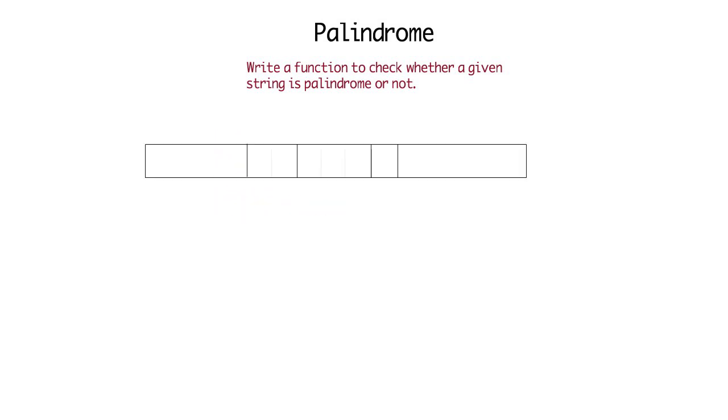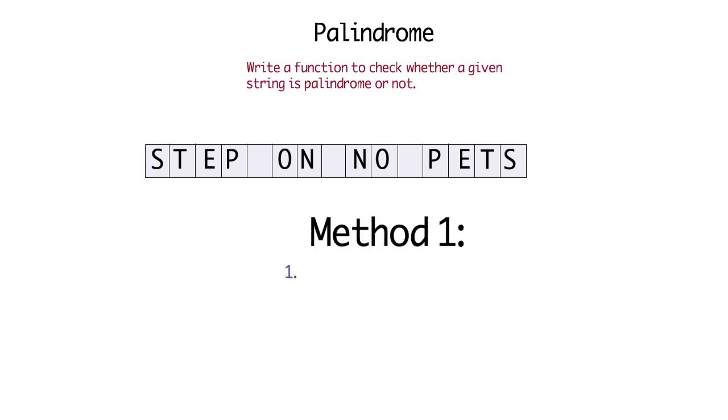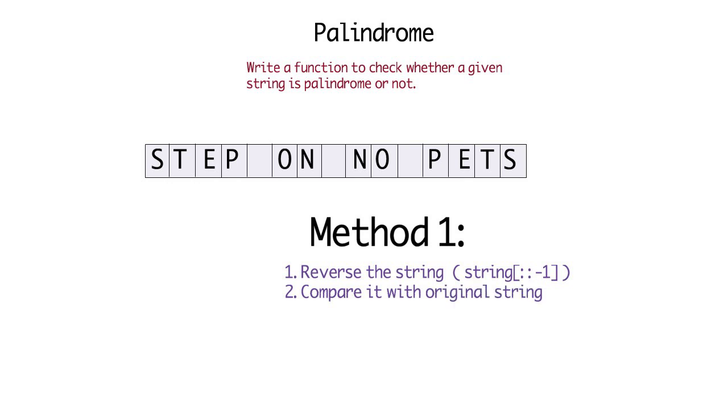Suppose we are given a phrase step on no pets and we need to check whether it is palindrome or not. How do we check it? There are multiple ways to check it. First approach could be to simply reverse the given string and compare it with original string. If both of them are equal, then the given string must be palindrome.